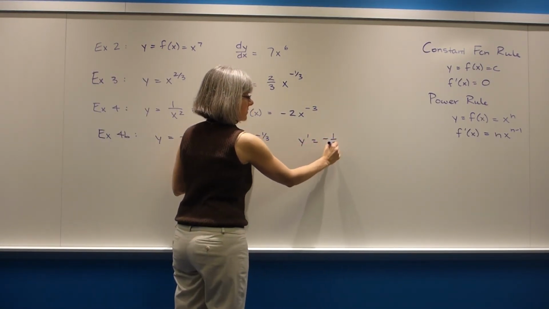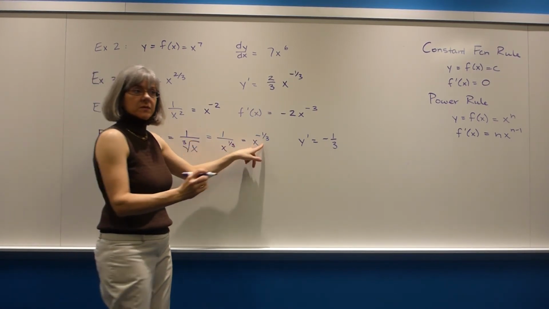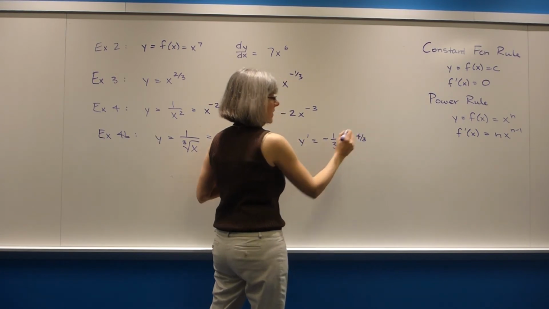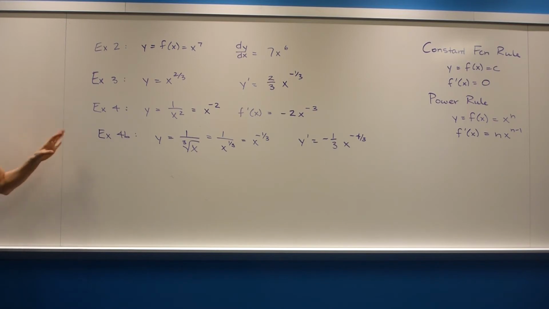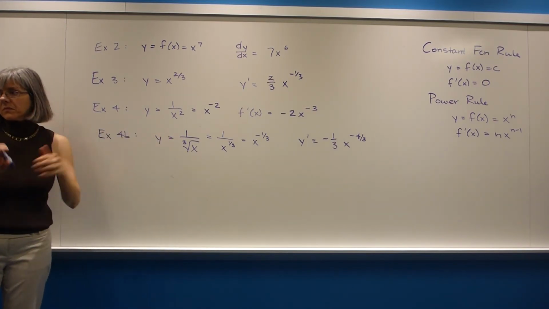Bring it down in front in all of its negative fractional glory, and then subtract 1. So negative 1/3 minus 1, negative 4/3. Okay, so that's an important part. The power rule only works, is only defined for x in the numerator.